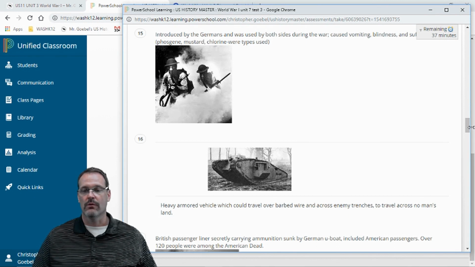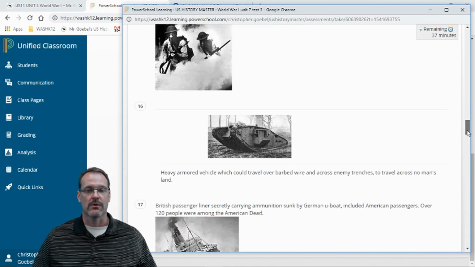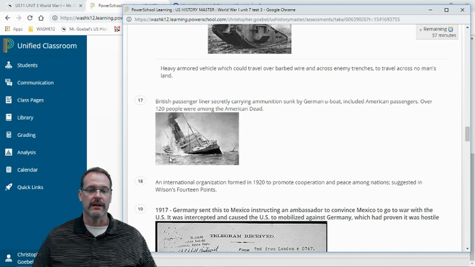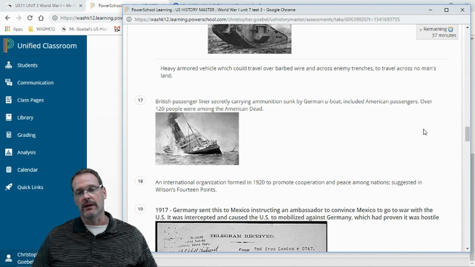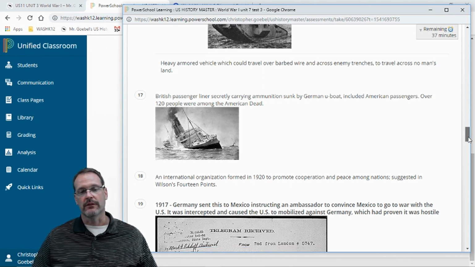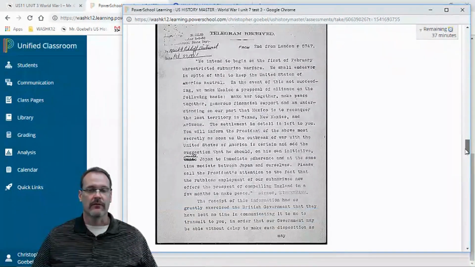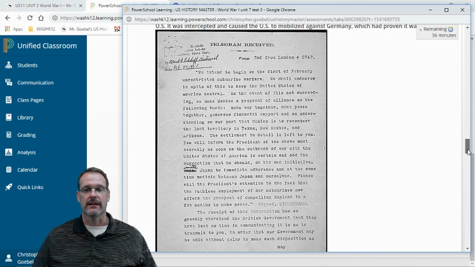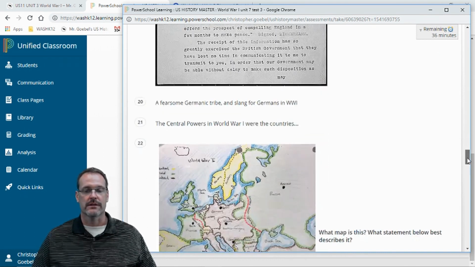We've got World War I soldiers going through clouds of smoke, poison gas, some of the first technologies, the tank, the sinking of the Lusitania. We talk a little bit about that and its significance. Here's the Zimmermann telegram, and quite honestly, that's really all I ask you about it. But this is the actual telegram, so you can look through it, and there's the question that's associated with it.